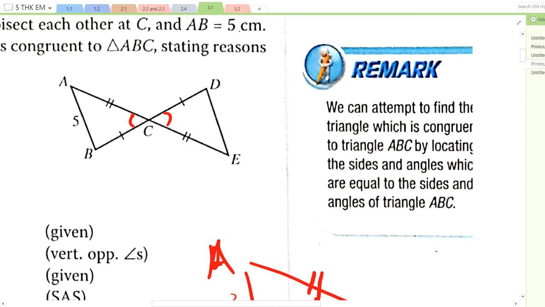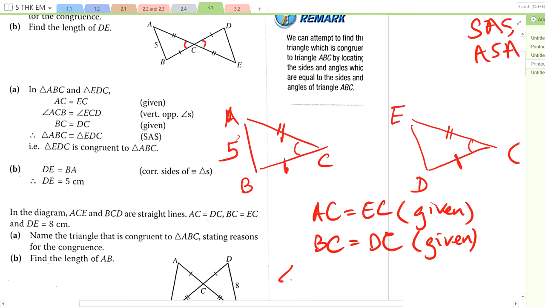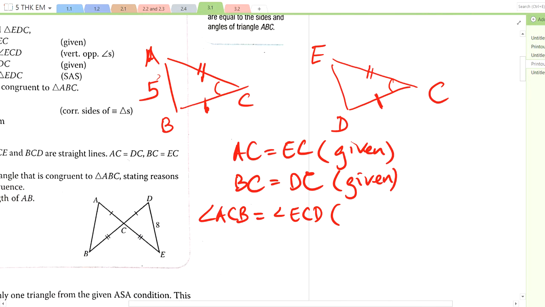Vertically opposite angles. We learned that in Sec 1, isn't it? They are vertically opposite angles. So we can say that angle ACB equals angle ECD. And the reason, is it given to us? Did they give us this information that they are equal? They didn't. So how do you know they are equal? That's where you need to write your reason, your Sec 1 work. Vertically opposite angles. So now you've got two sides and you've got an included angle.